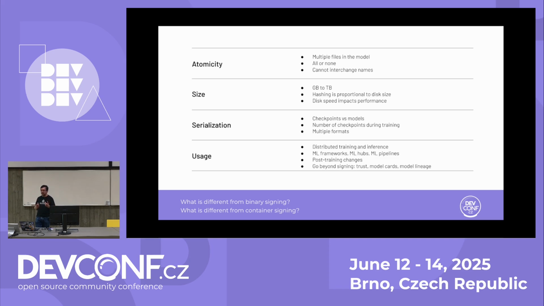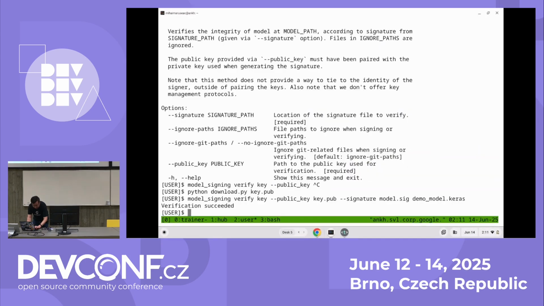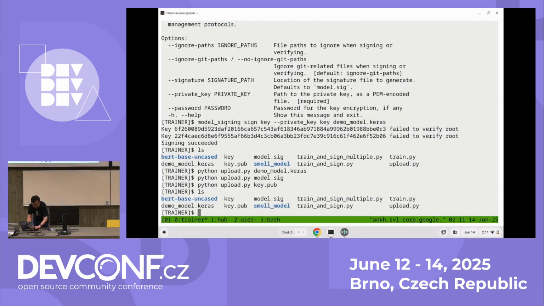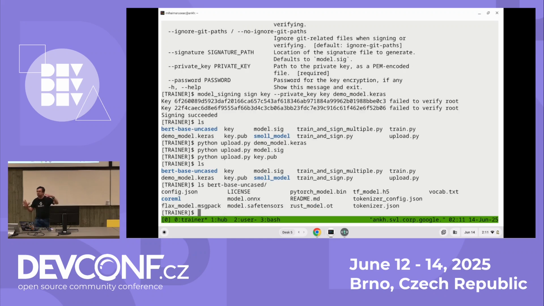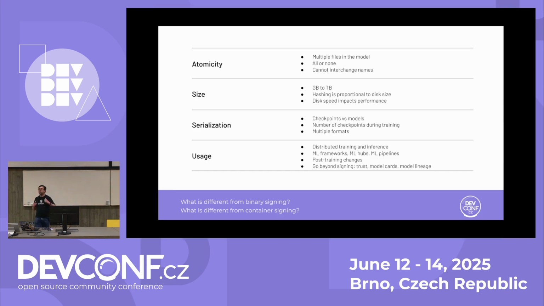Models in general are a collection of multiple files. Right now for Keras, it was just a single archive. But if I go back to the trainer, I have other models in here, like BERT, which is a very large directory with a large set of files. So a model is valid if you have all of the files together, not tampered with, and exactly with their name.